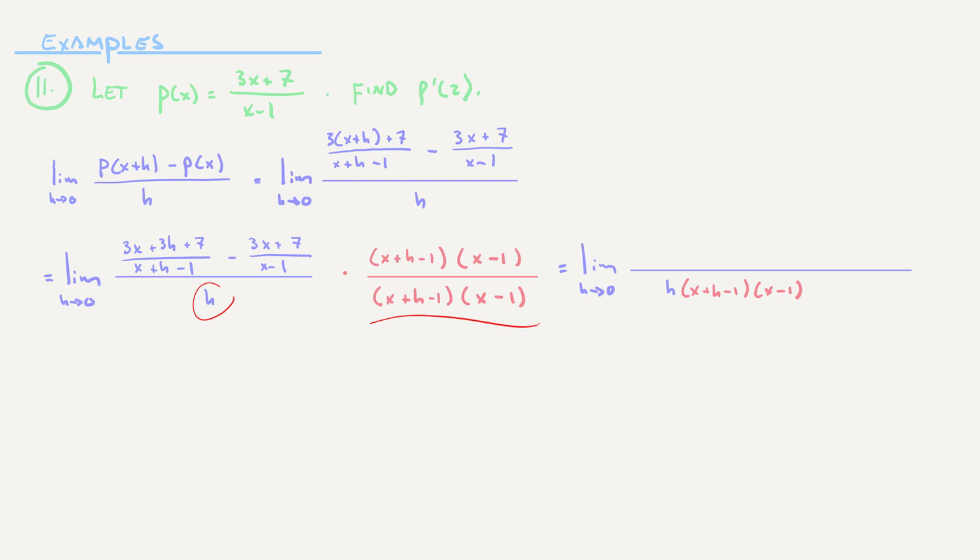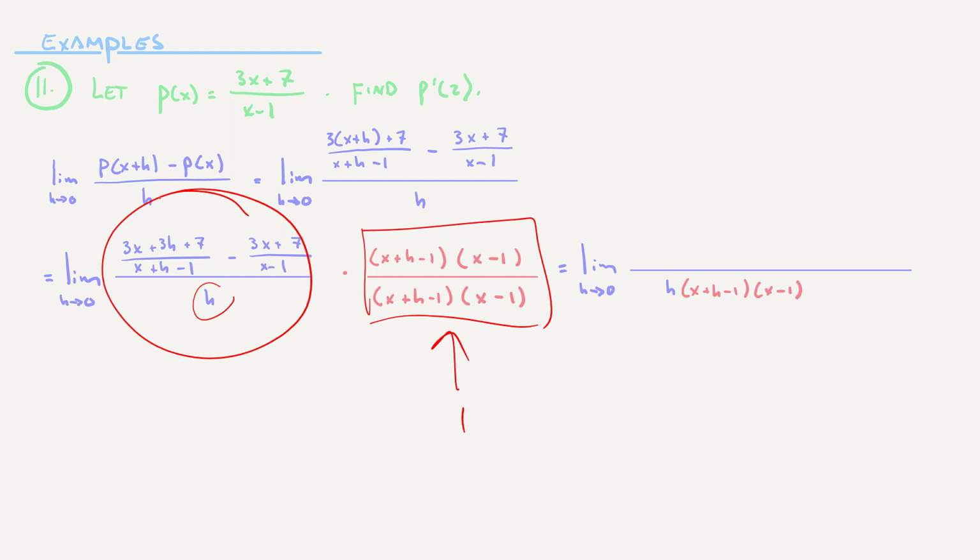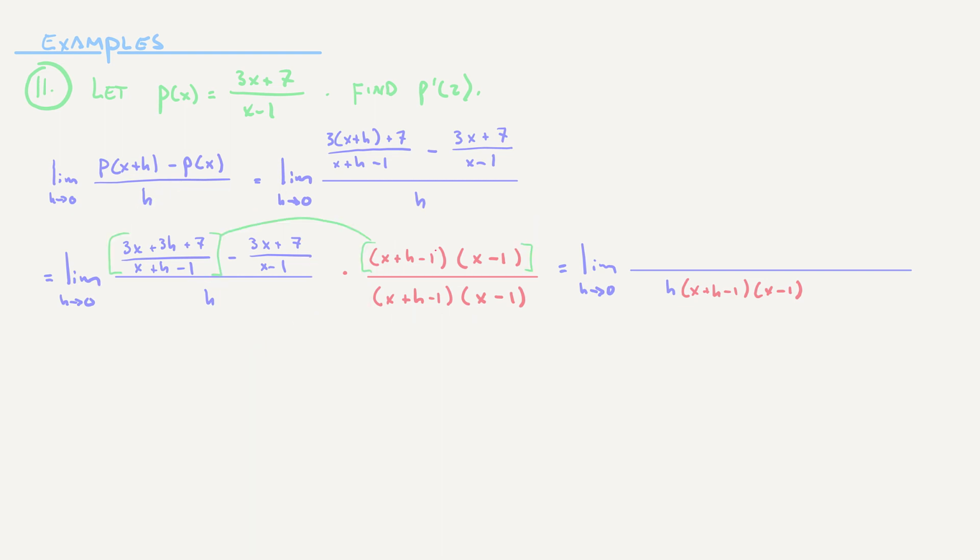So that's fine. By the way, if you're wondering, why can we just do this? This is just the number 1, right? Anything divided by itself is 1. So I'm not changing the integrity of this fraction. All I'm doing is changing the way that it looks. Okay, now, so I'm going to multiply this thing.